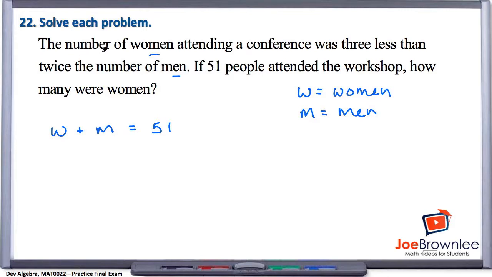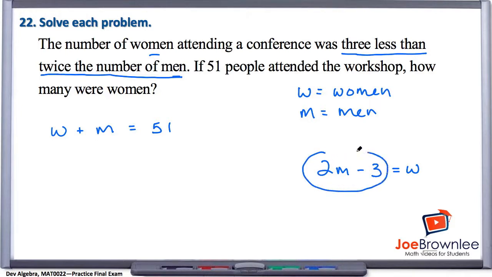And if we go back and look, we see that the number of women, so in this case we're talking about this variable, the number of women attending was 3 less than twice the number of men. All right, how would we represent just this part of the word problem? Off to the side, how would we represent 3 less than twice the number of men? Well, twice the number of men would be 2m, and then 3 less than that, we could say minus 3. So we're going to say this little expression here equals w, because we're told the number of women, and again, w equals the number of women, was 3 less than twice the number of men.